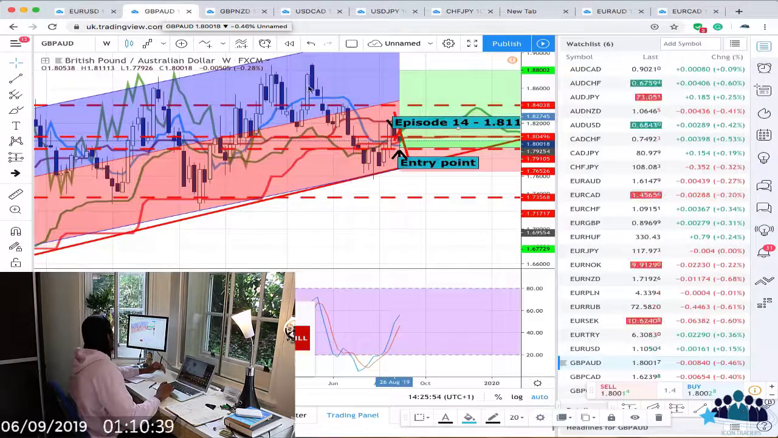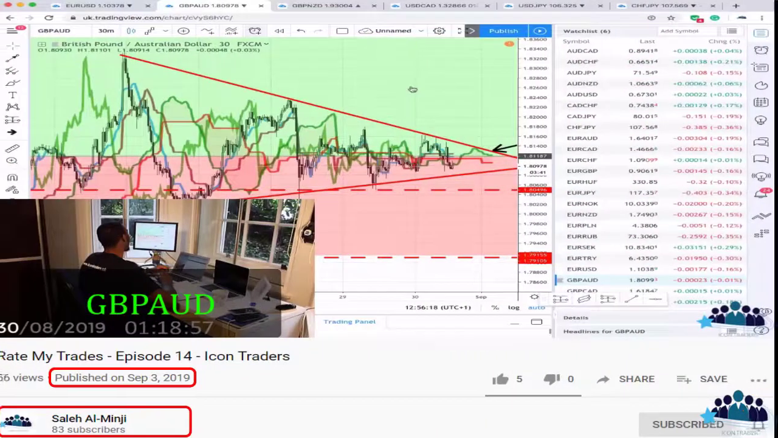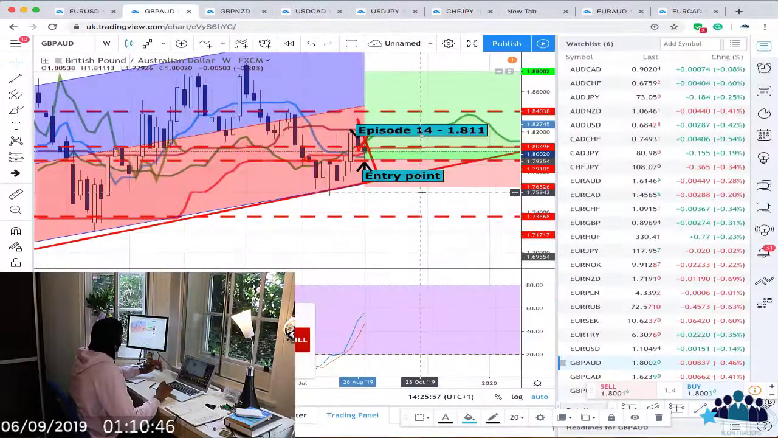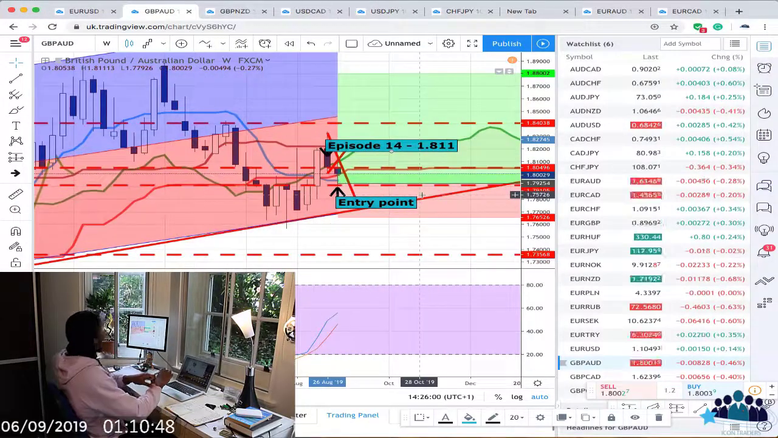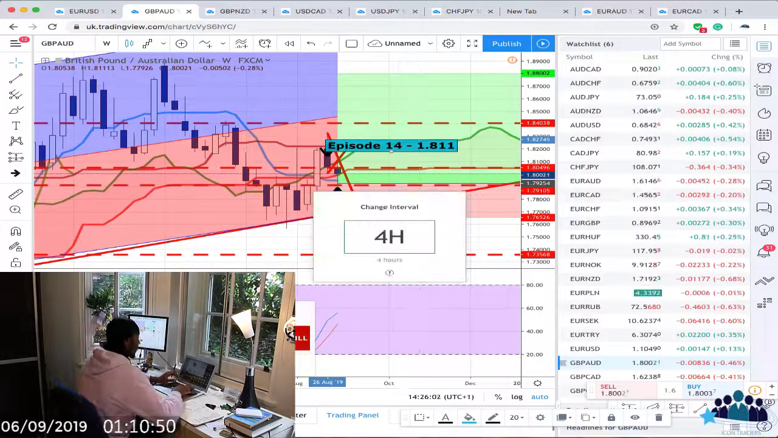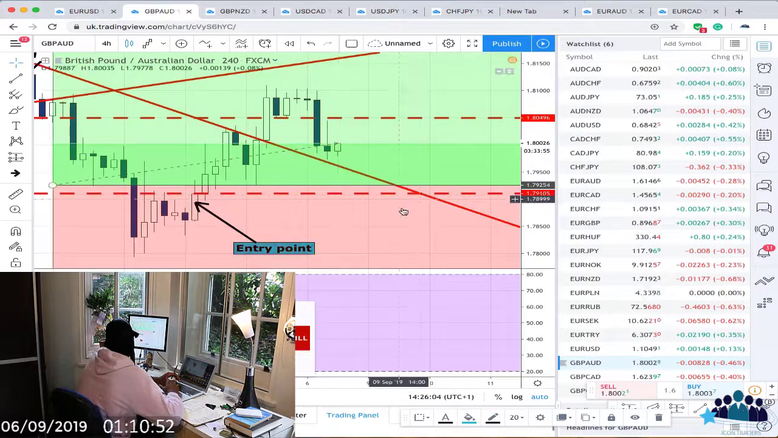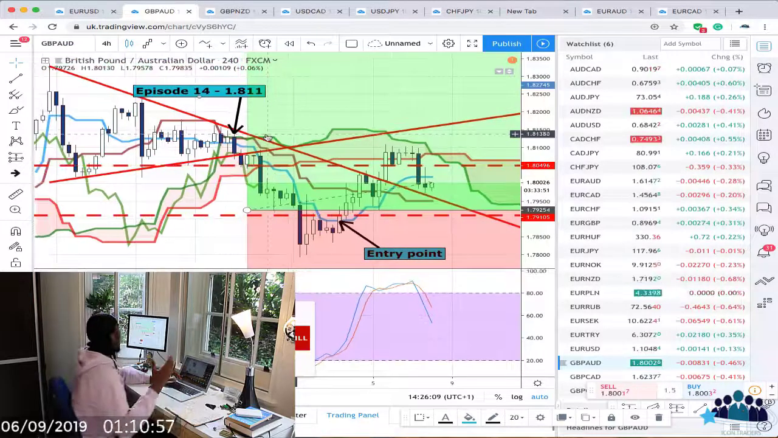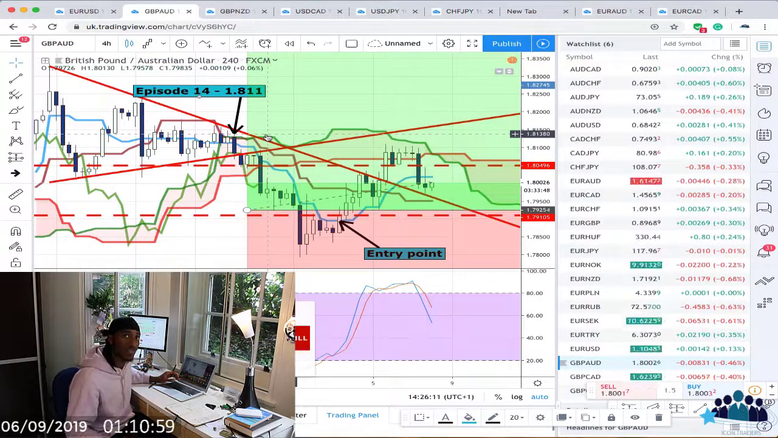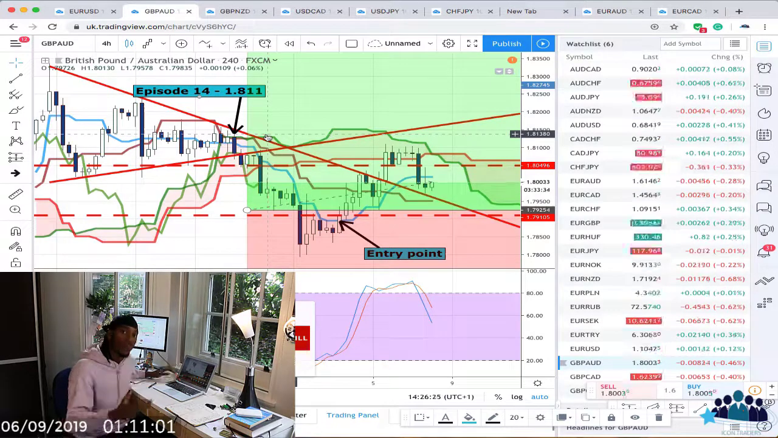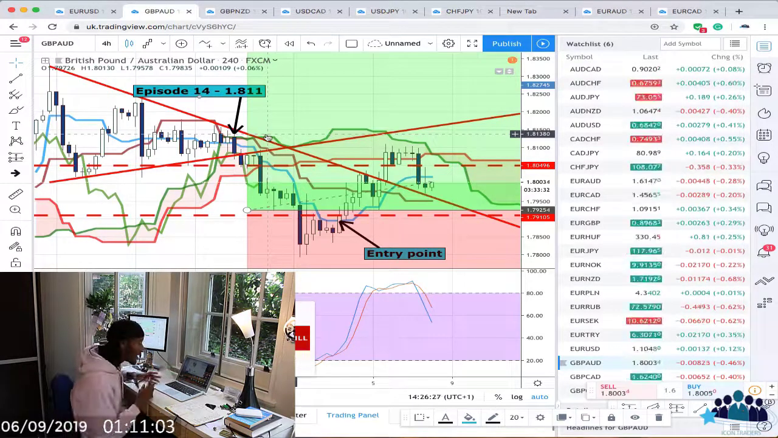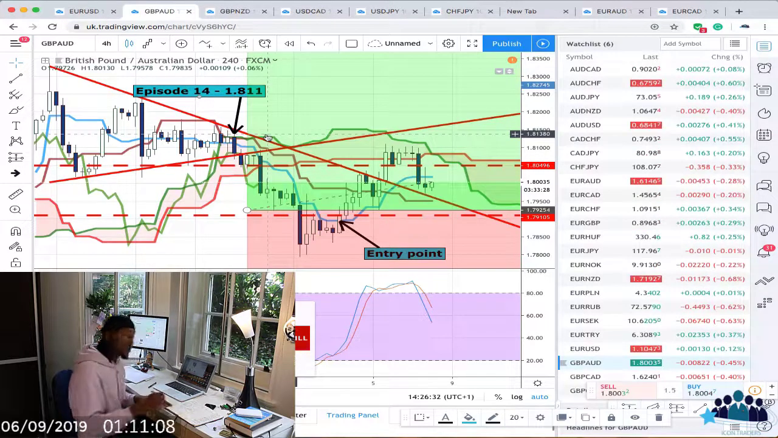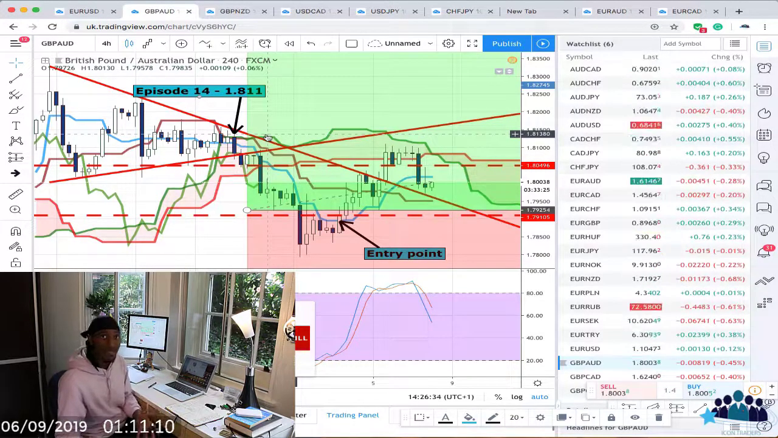GBP-AUD. So this one, once again, we're in a channel here, and what we can do here, let's just move into the 4-hour chart and see how this is looking. So yes, okay, if you can remember how this looked in last week's episode, the screenshot's going to come up on the screen now. If you can remember exactly what I said about this pair in the last episode, the screenshot of the recording is going to play now.